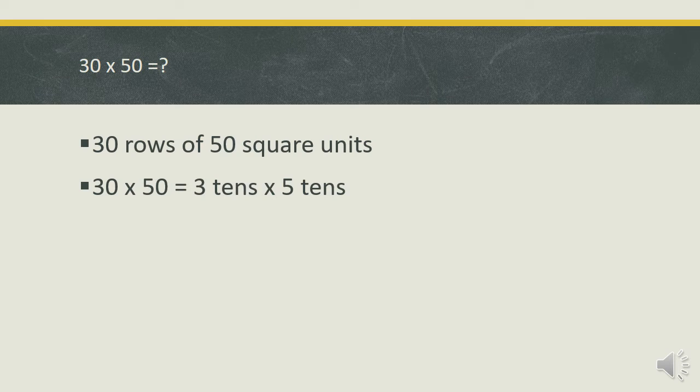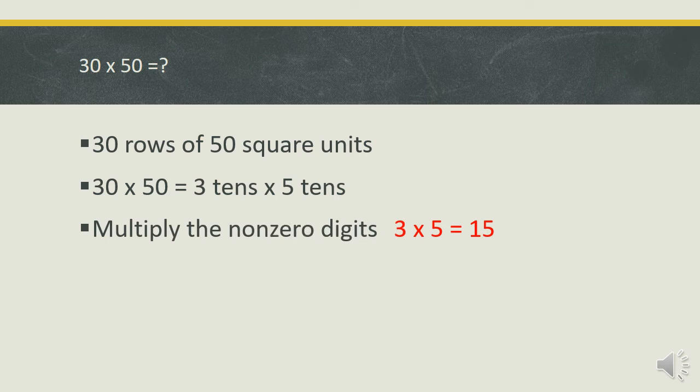Another way to think of 30 times 50 would be 3 tens times 5 tens. And that's true, but maybe not real helpful unless we think about it in this way. We're going to find the non-zero digits. So if we're looking at 30 times 50, the digits that are not zero are 3 and 5. And you know what 3 times 5 is, right? 3 times 5 is 15. So there we have part of our answer, but we're not done yet.